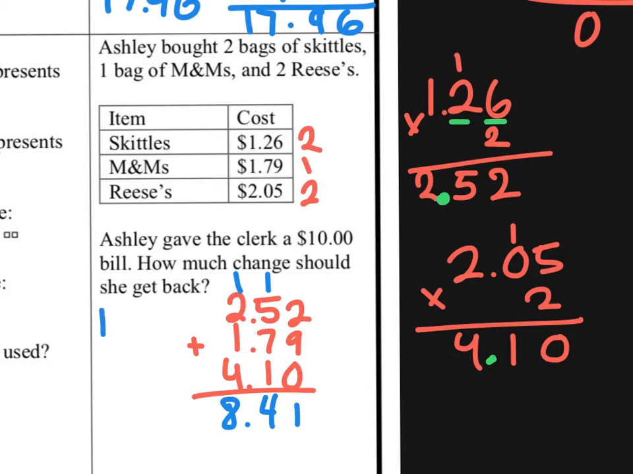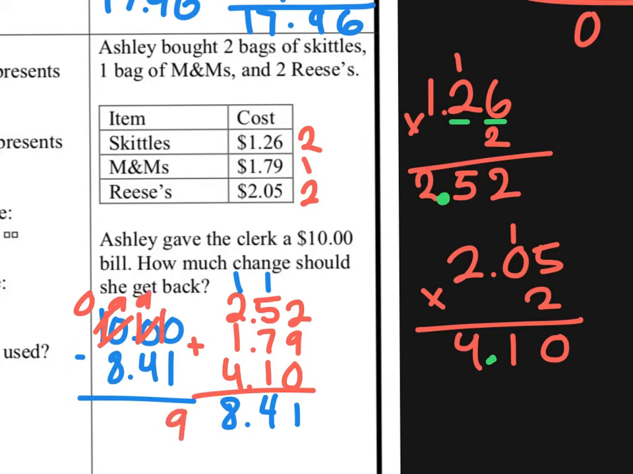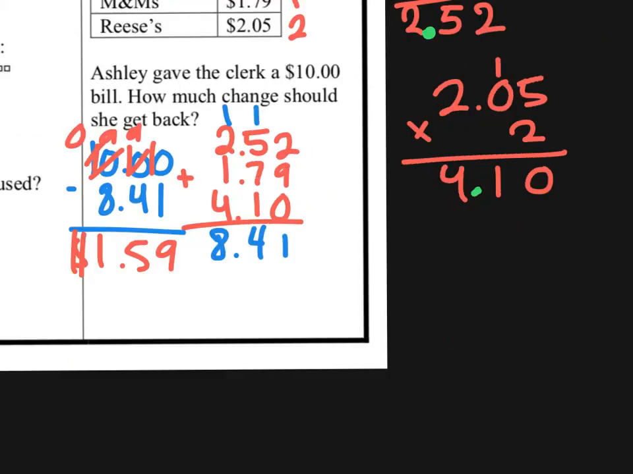Then let's subtract that from $10. Because that's how much money she gave to the clerk. And let's calculate how much money she should get back. You have to borrow. That becomes a 10, 9, 10, 9, 10. 10 minus 1 is 9. 9 minus 4 is 5. Decimal goes straight down. 9 minus 8 is 1. So she should get back $1.59.